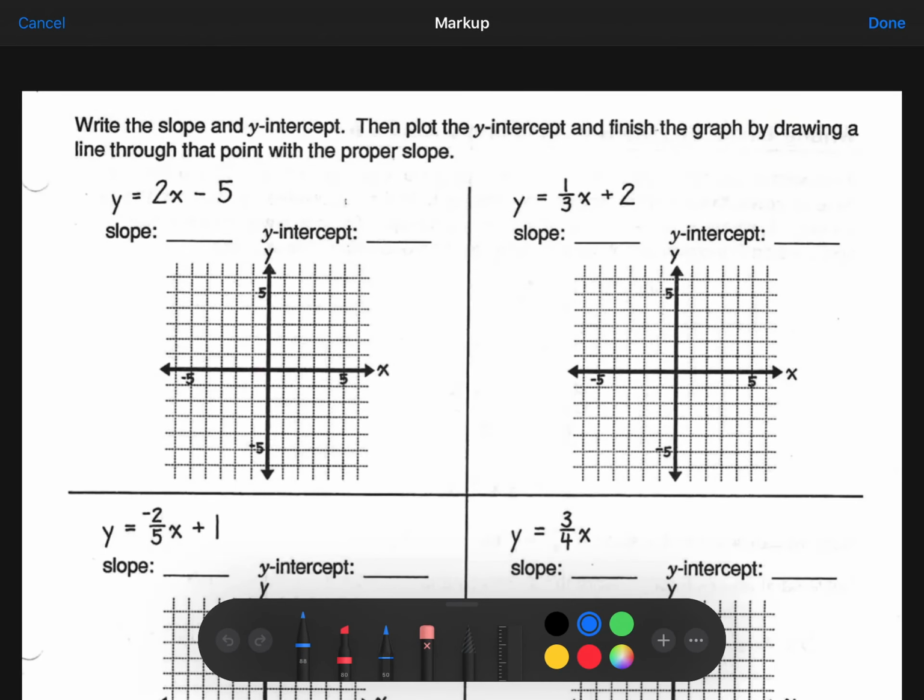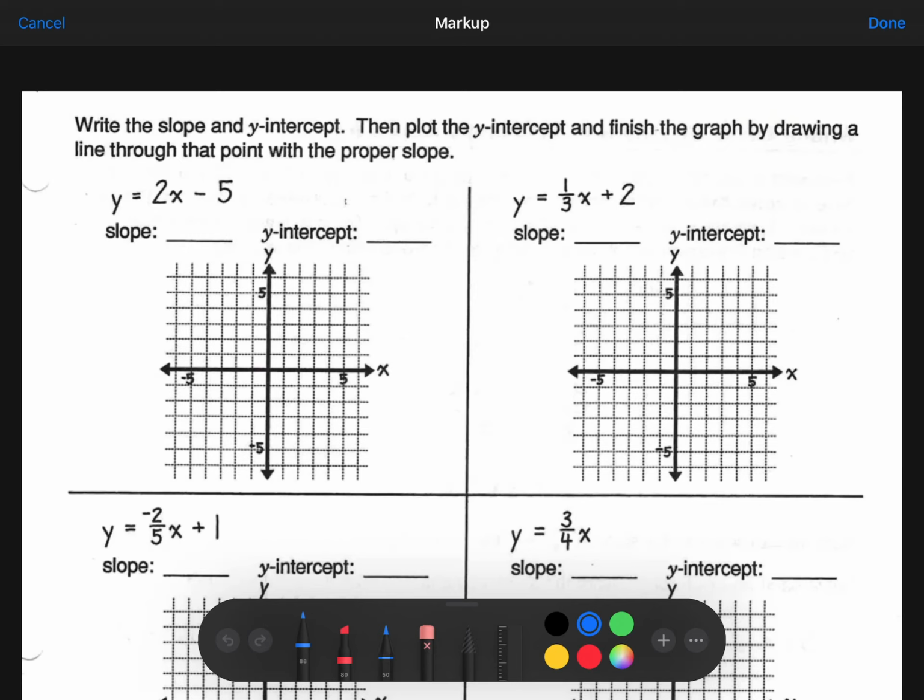Okay, guys, are you ready for me to blow your mind? No more making tables unless something special is going on. I'm going to show you how you can take what you learned yesterday and use it to graph a line lickety-split.